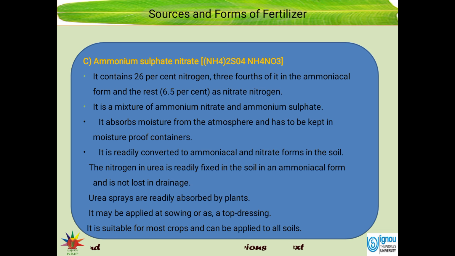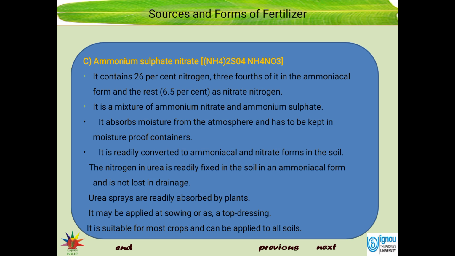Then ammonium sulphate nitrate is an example of ammonium nitrate fertilizer. It contains 26% nitrogen, 3/4 of it in ammoniacal form and the rest 6.5% as nitrate nitrogen. It is a mixture of ammonium nitrate and ammonium sulphate. It absorbs moisture from the atmosphere and has to be kept in moisture-proof containers. It is readily converted to ammoniacal and nitrate form in the soil.